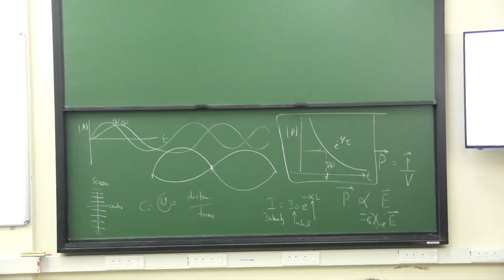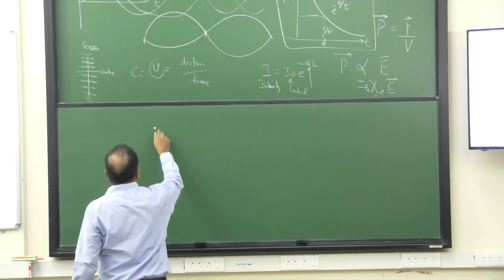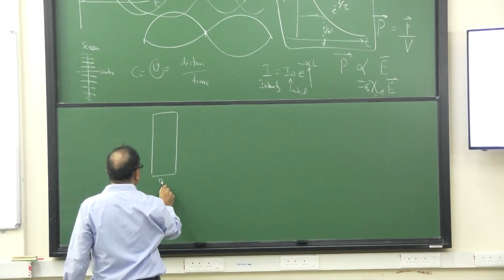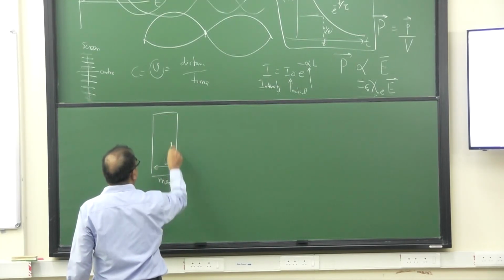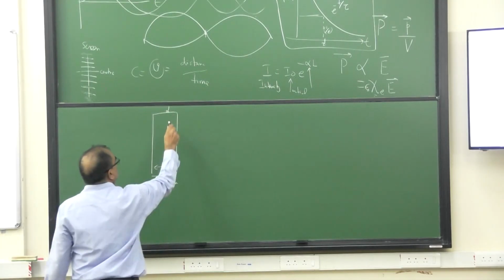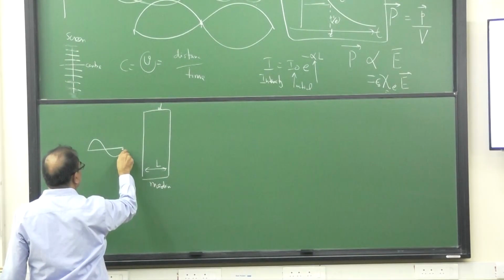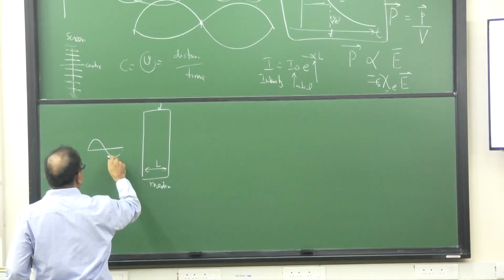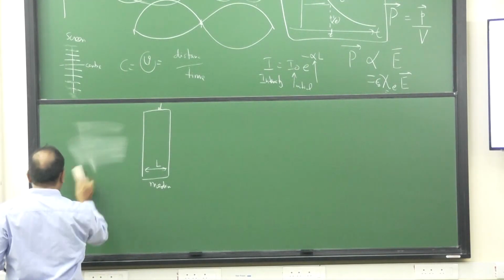If you can appreciate those two equations, then only we go further. Is it okay? So now I have some medium of length L having an alpha, and I have some wave. I wanted to make it big, but it's too bad.